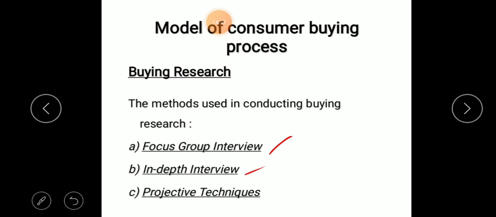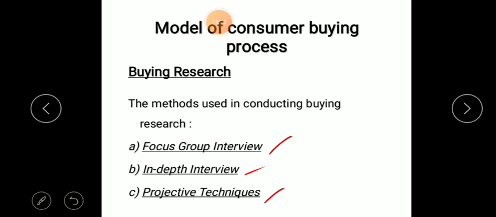The third technique that is used is projective techniques. Projective techniques are unstructured and indirect form of questioning that encourages the respondent to project their underlying motivations, attitudes, beliefs. Again, qualitative data itself, but these are unstructured and indirect. So what happens is, in projective techniques, generally the respondents are asked to interpret the behavior of others rather than their own behavior.